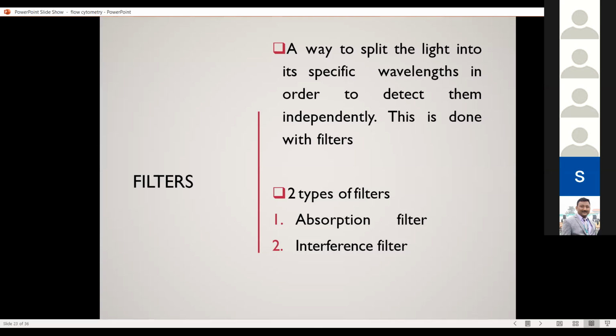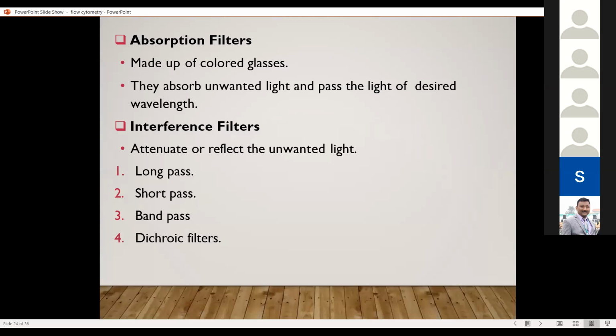There are mainly two kinds of filters: absorption filters and interference filters. Absorption filters are made of color glass, but we won't use them in our flow cytometry. I will come to interference filters, which attenuate or reflect the unwanted light. There are majorly four kinds of interference filters which we can use in flow cytometry: long pass, short pass, band pass and dichroic filters. I will elaborate on these filters.